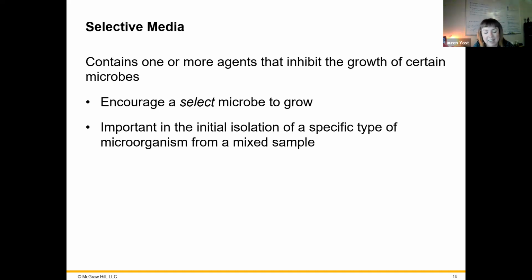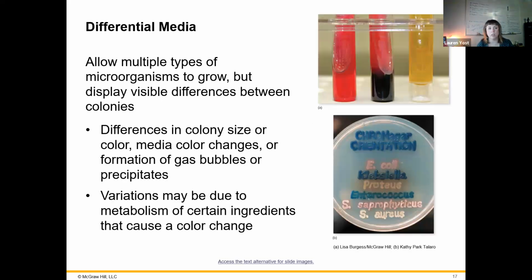So there can be stuff to inhibit growth of some organisms or just to favor growth of organisms that can use this resource versus this other resource, that not everything can do.